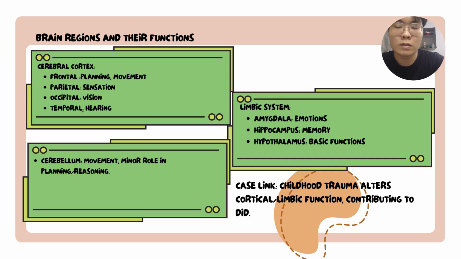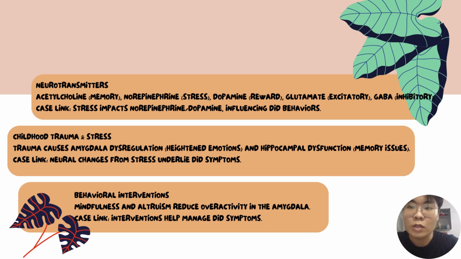Childhood trauma often associated with DID can cause amygdala overactivity and hippocampal dysfunction, contributing to emotional dysregulation and fragmented identities. Neurotransmitters such as norepinephrine and dopamine are also critical, as stress can alter their levels, influencing emotions and behavior. This chemical imbalance, along with trauma-induced neural changes, underpins the symptoms of DID.